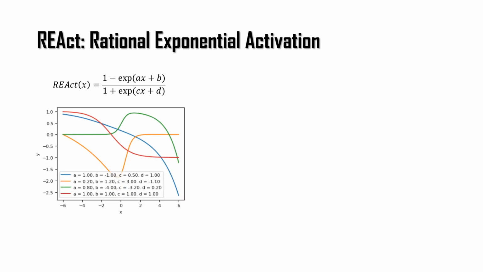To address the limitations of ABU and STAN, we propose REACT, a rational exponential activation with four learnable parameters a, b, c, and d. Its shape for different parameter values are shown in this figure.